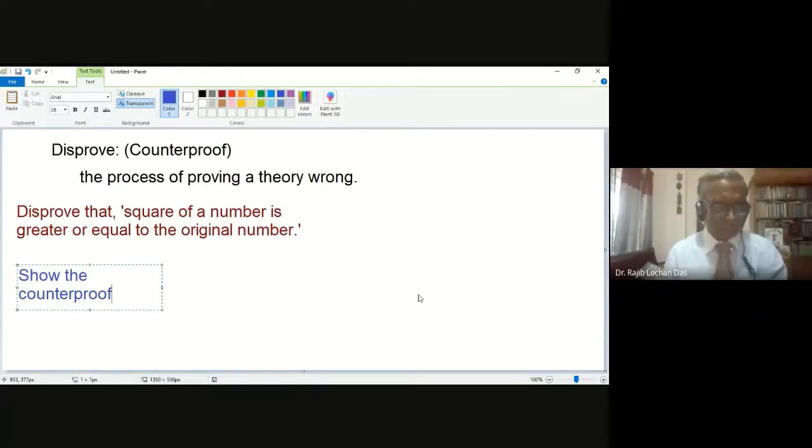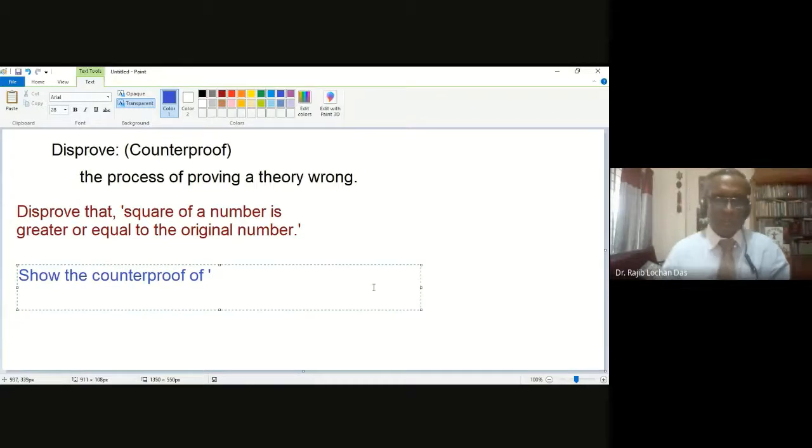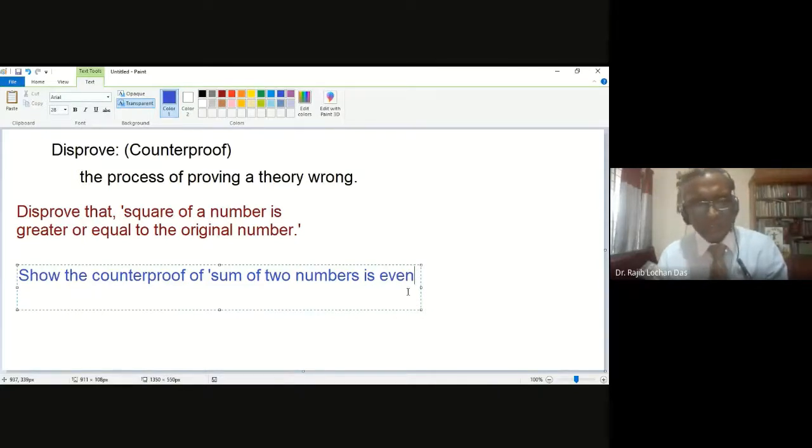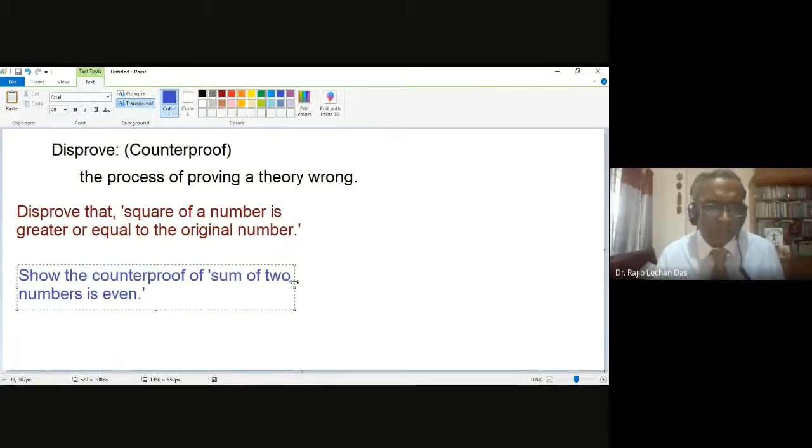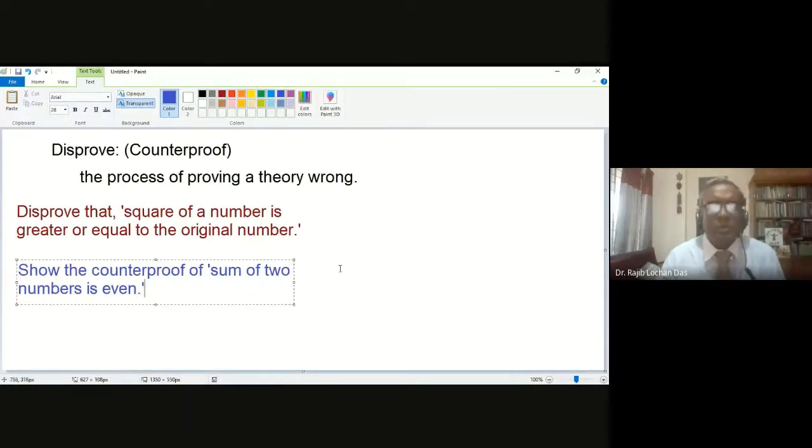I'm giving you another example. Show the counter proof of, say, another theory. Let me just make it. I'm thinking, so what can be the theory? The sum of two numbers is even. So this is another example. Okay, so in this way, you can take or think of many examples.